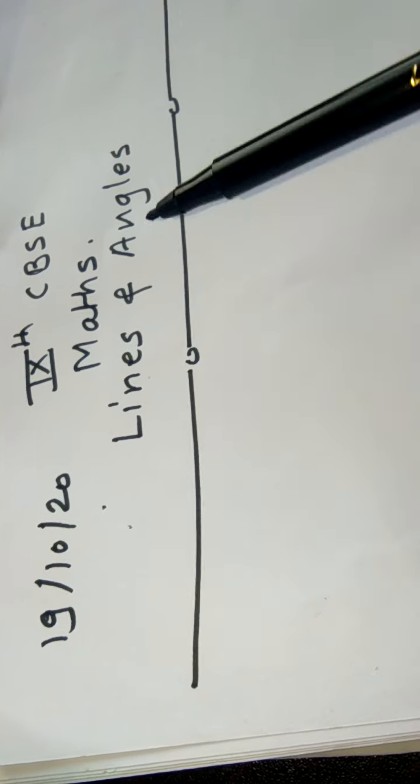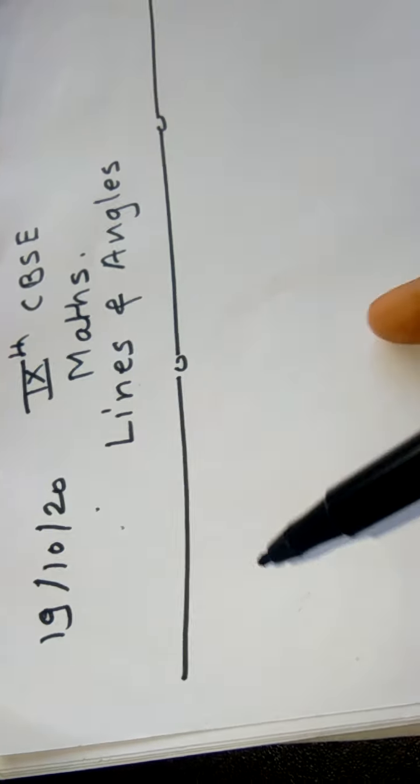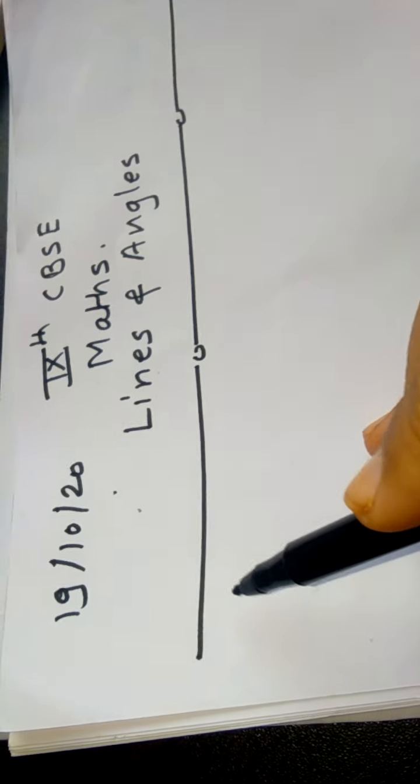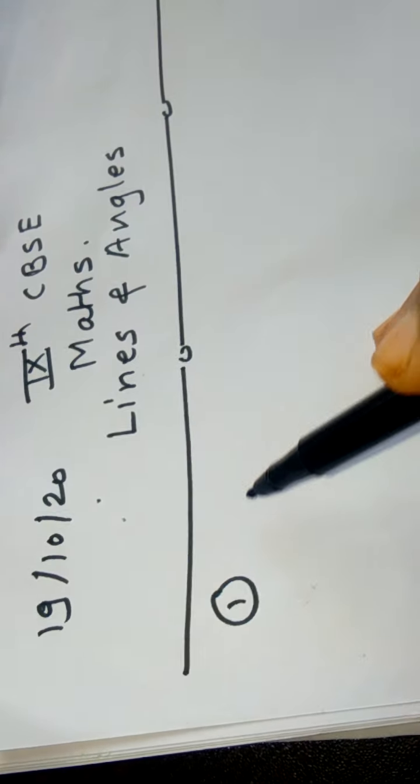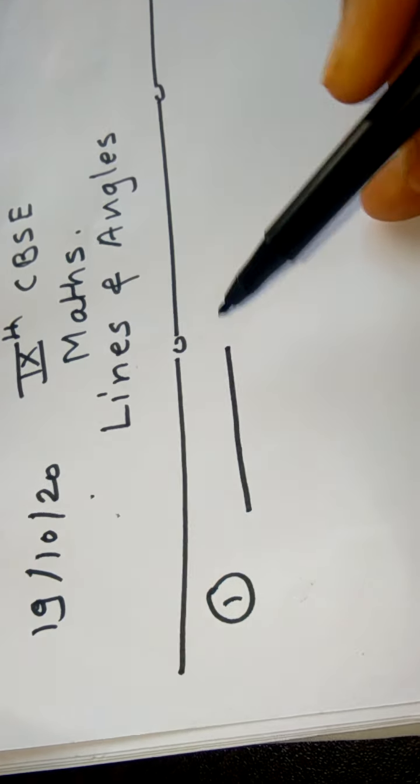The lesson is lines and angles. We are taking the problems based on this lesson. Today's first problem is in the figure. You have been given the figure.